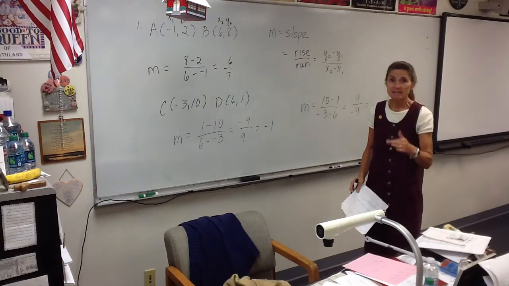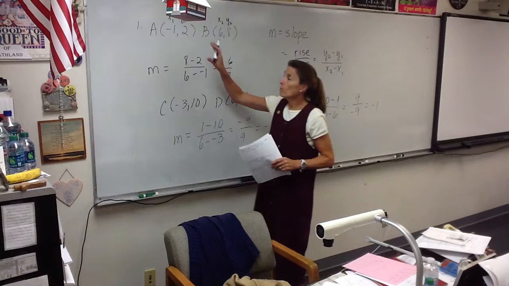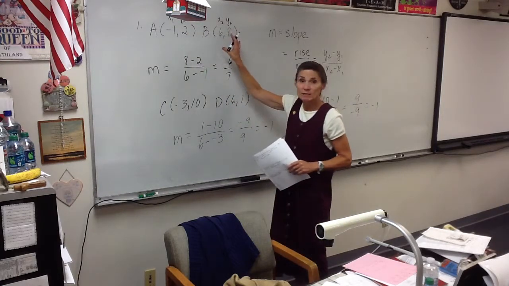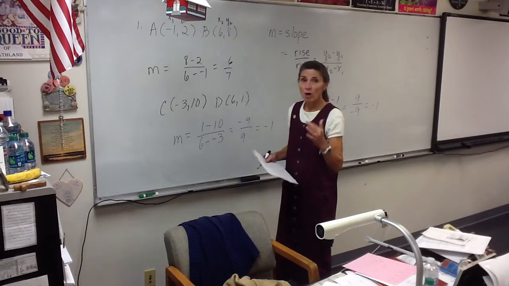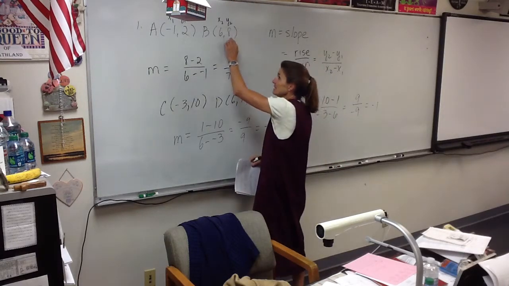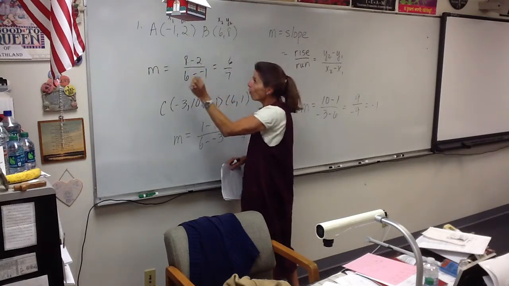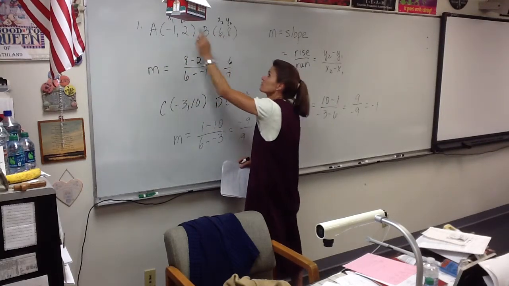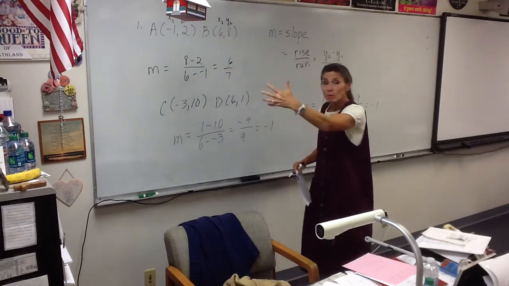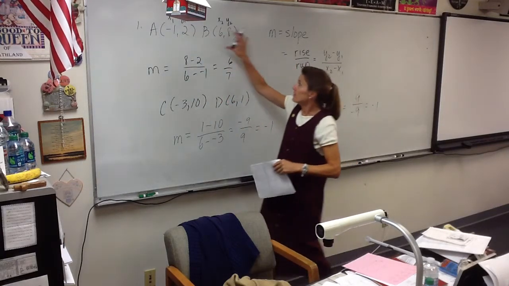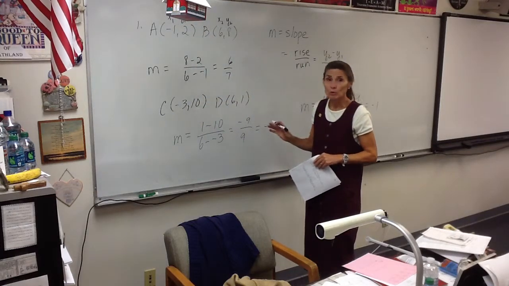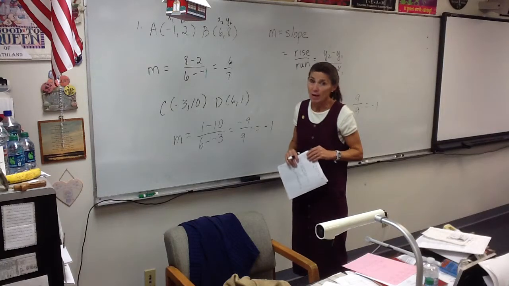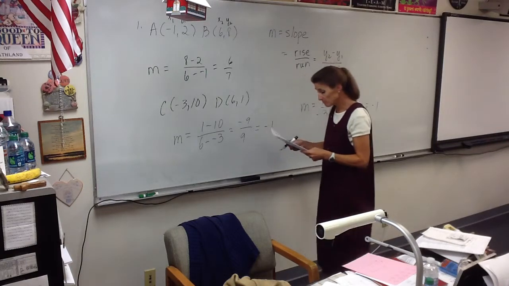The key is this. One of your points is going to be first and one of them is going to be second. It doesn't matter which one is which. As long as you take second minus first, second minus first, you have to go in the same order. This minus this, or this minus this. It doesn't matter which order, as long as you do it the same way for both variables.